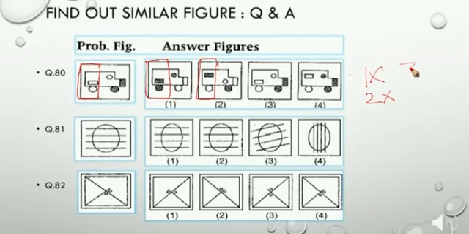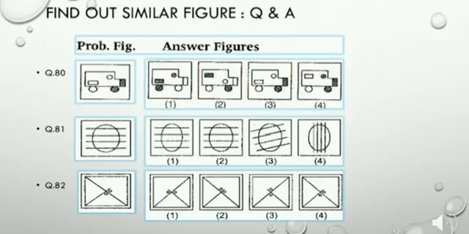Let's check for option 3 now. In option 3, let's check for this. Yes, it is matching. In option 4, this is not matching because this rectangle is on the upper side, whereas in the problem figure it is on the downward side. So option 3 is correct, option 4 is ruled out because this is mismatching. So option 3 is the correct answer.